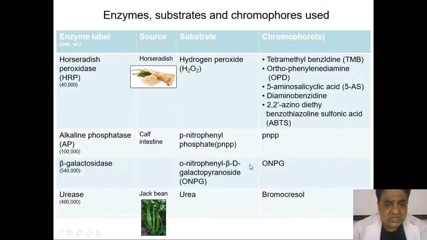Similarly, for alkaline phosphatase from the calf intestine, PNPP is the substrate and chromophore together. If you are using beta-galactosidase-based systems, ONPG, O-nitrophenyl-beta-D-galactopyranoside, is the substrate chromophore complex. If you are using urease as the enzyme from the jack bean plant, urea is the substrate and bromocresol is the chromophore. Some of these chemicals act as substrate and chromophore together, some are a complex of two different compounds, and different enzyme systems are used in enzyme immunoassays to diagnose infectious diseases.